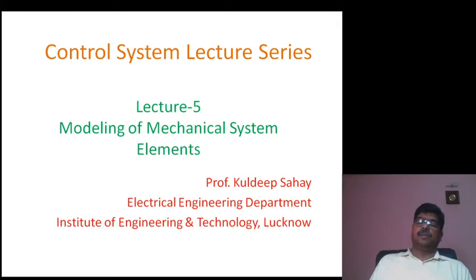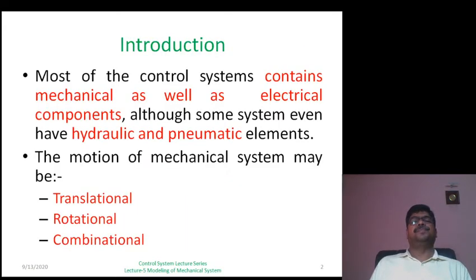So let us move towards the modeling of mechanical system elements. Any mechanical system, any control system, can consist of mechanical components as well as electrical components, and that may also have hydraulic and pneumatic elements. In a mechanical system, there may be three types of motion. First one is translational, second one is rotational, and third one is combinational. A combinational motion consists of translational as well as rotational. Translational may be the cause and rotational its effect, or rotational may be the cause and translational the effect. So the combinational motion has a large application.